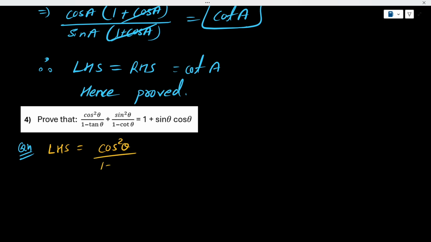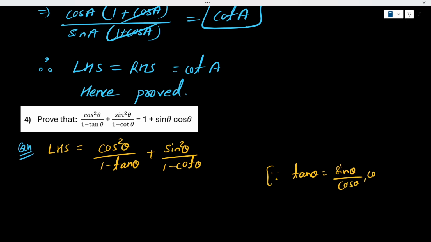Cos² theta by 1 minus tan theta plus sin² theta by 1 minus cot theta. Now you know that tan theta and cot theta are reciprocal to each other, and tan theta is equal to sin theta by cos theta. Similarly, cot theta is the reciprocal of tan theta, so I can write cot theta as cos theta by sin theta, right? So what are we going to do here?